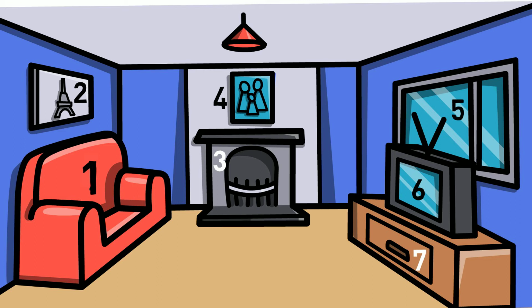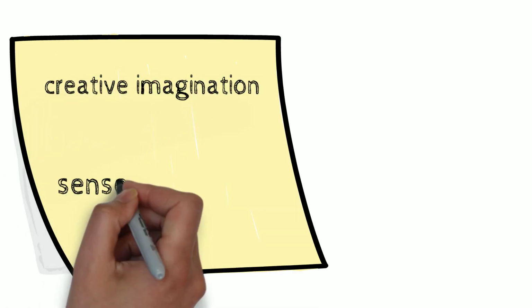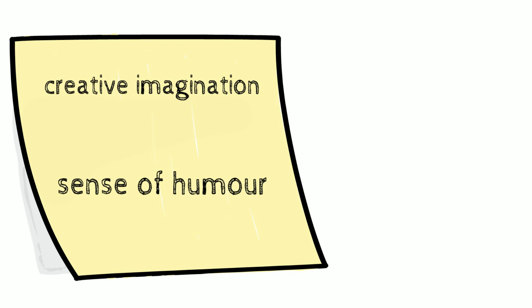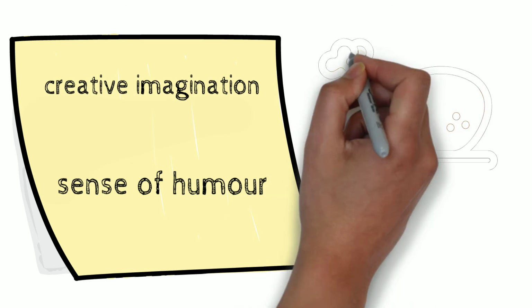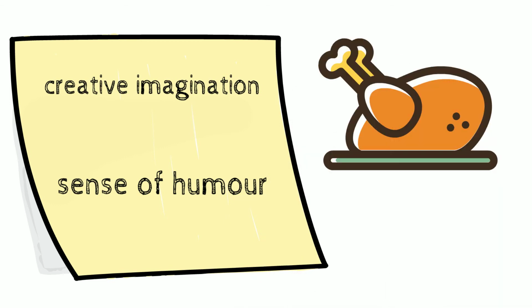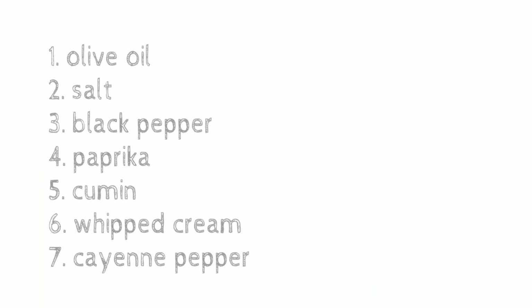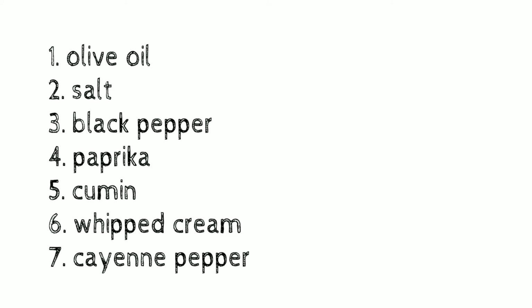Once you've mentally walked through your chosen location, it's time to store some information. Here, you'll need your creative imagination and a slight sense of humor to create associations between each location and the thing you want to remember. We'll use an example of a grilled chicken marinade, which I discovered from WikiHow. There are 7 ingredients needed to prepare this marinade, which are olive oil, salt, black pepper, paprika, cumin, whipped cream, and cayenne pepper.